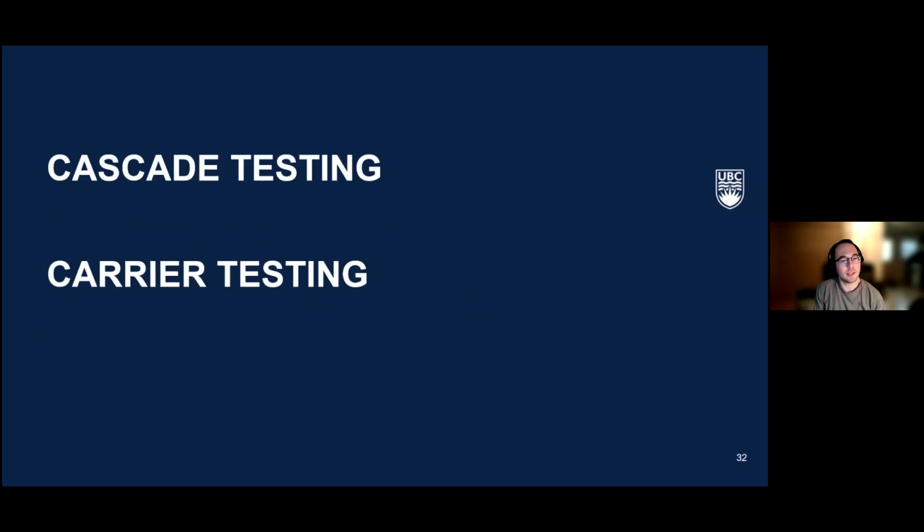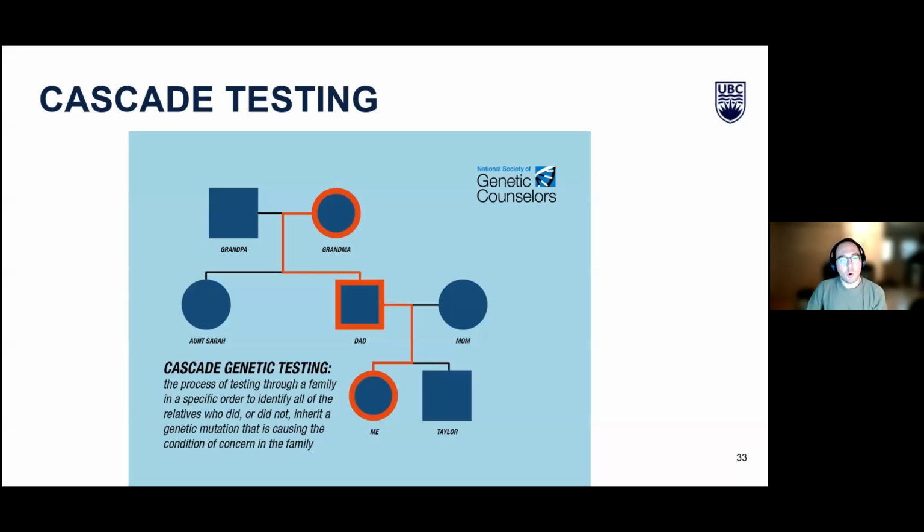Okay, so the next things we'll talk about are cascade testing and carrier testing. So what is cascade testing? Cascade testing, as it shows in this diagram here, is essentially where someone in a family is found to have some type of genetic condition. And once that is found, we choose to start looking and testing the family members of that person to see if they also have the same genetic condition.